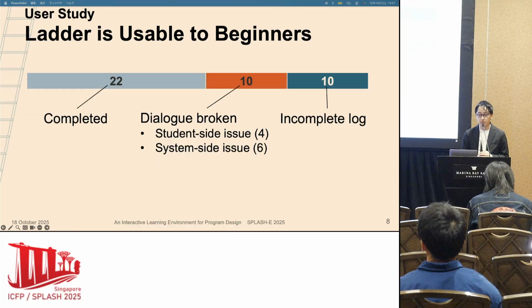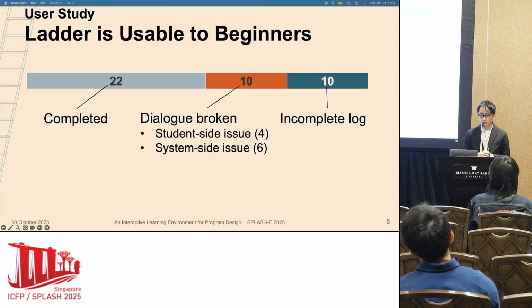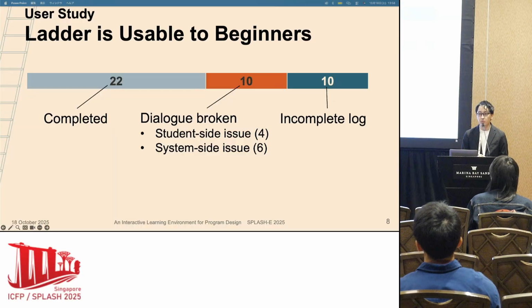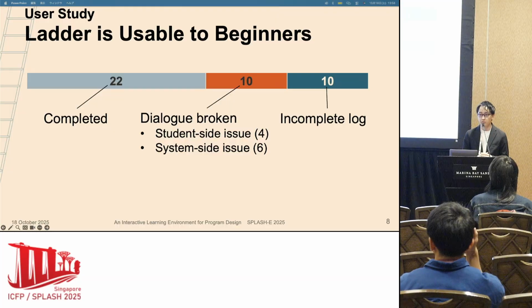This bar chart shows how the 42 participants performed when using Ladder. As you can see, 22 students completed their program design successfully. 10 students experienced broken dialogues that went off the intended flow. 4 due to student-side input issues, and 6 due to system malfunctions. The remaining 10 cases include incomplete dialogue logs or access restrictions during use.